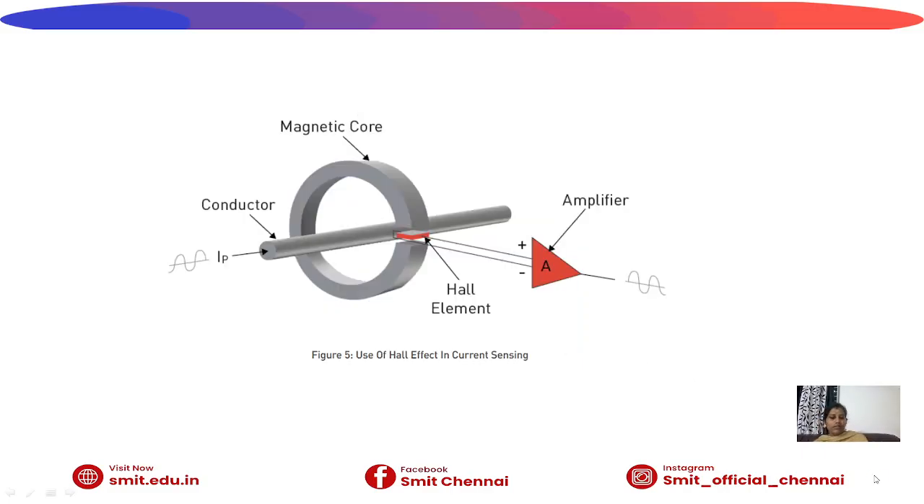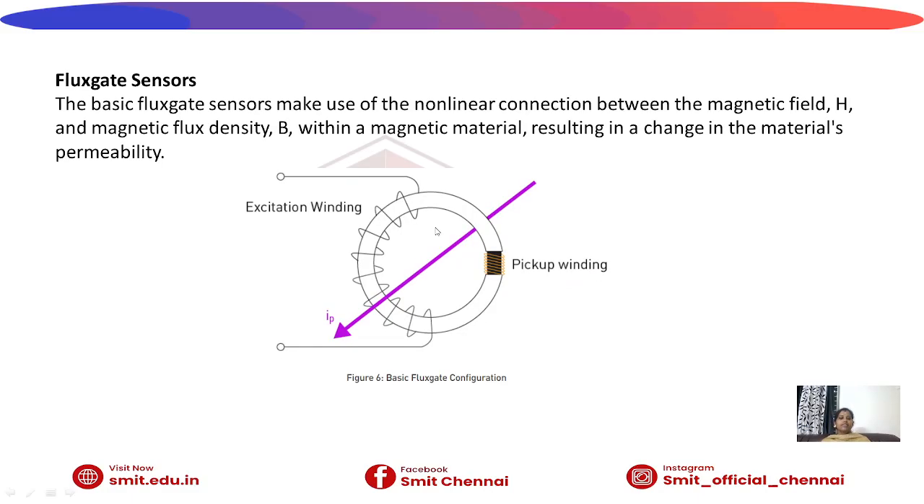Already we discussed this. Here is the use of Hall effect current sensing. This is the conductor, that is the primary winding, and this is the magnetic core. In the magnetic core, our Hall element is used for current sensing. It uses an amplifier, which amplifies the output voltage and gives the output. This is the Hall element which is used for current sensing.